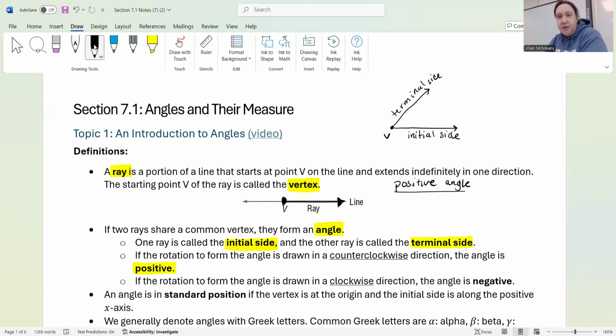So to draw a positive angle, you start with your vertex and your initial side, so that first ray. We've got our vertex, we've got our initial side, and then we want to sweep open the terminal side in a counterclockwise direction. So that means we would sweep open this way. And then when we draw that terminal side, we have created a positive angle, okay? Now, if we open in the clockwise direction, that creates a negative angle. So the direction that you sweep open your angle really does truly matter, okay?